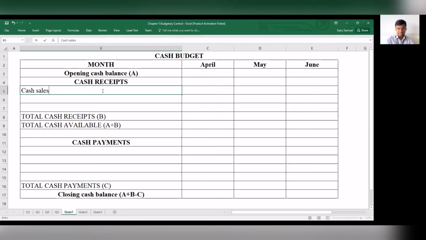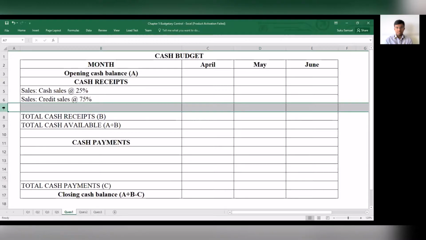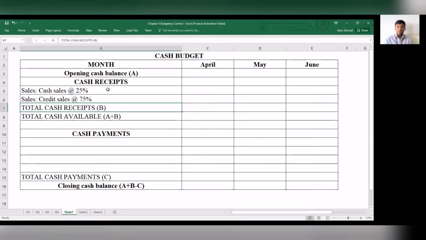Now sales, we have two parts. We have a cash sale of 25%. So for every transaction, there is a cash sale. And remember, whenever you have the cash sale in place, it is for the current month. Next, we have sales which is the credit sales, and credit sales is for 75%. Now remember, cash sale is always for current month.